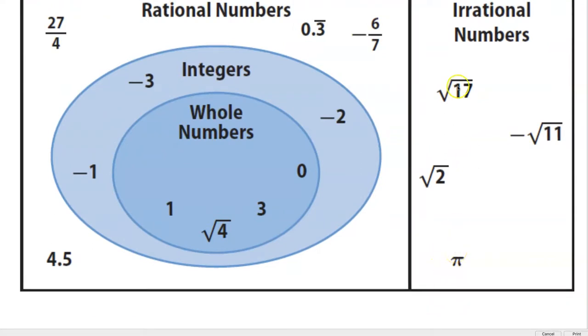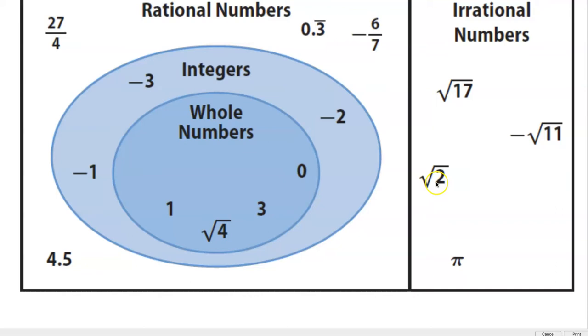Irrational. The square root of 17. 17 is a non-perfect square. Okay, so 16 is a perfect square, so it would be a rational number, but 17, there are no two numbers that when you multiply them together give you 17. That is an irrational number.